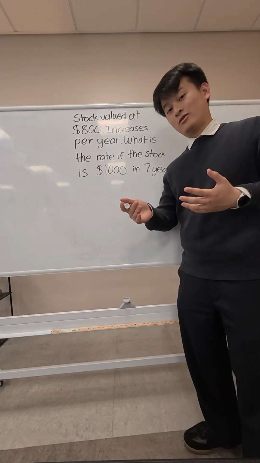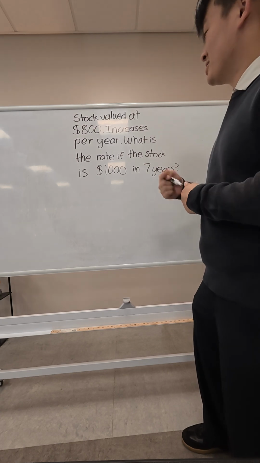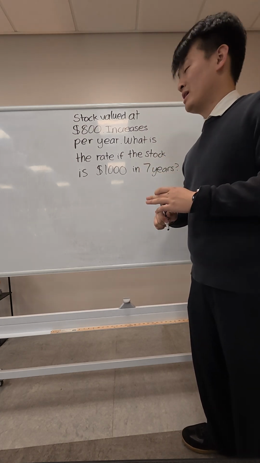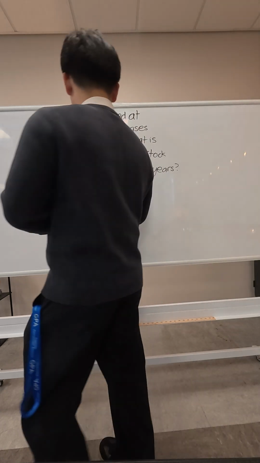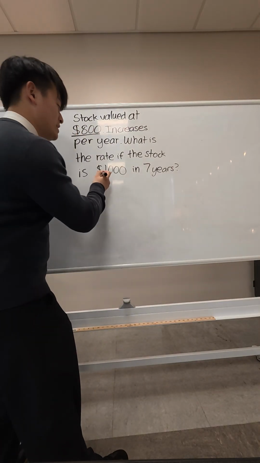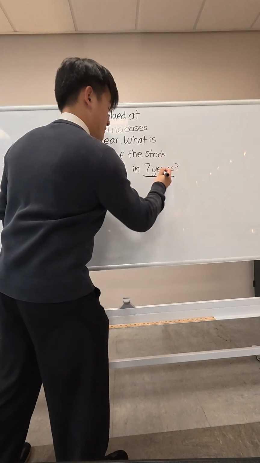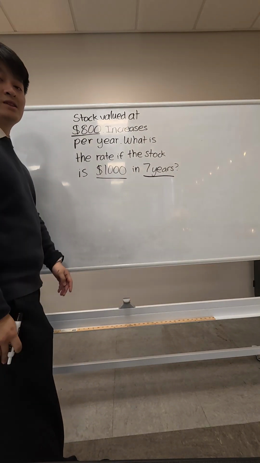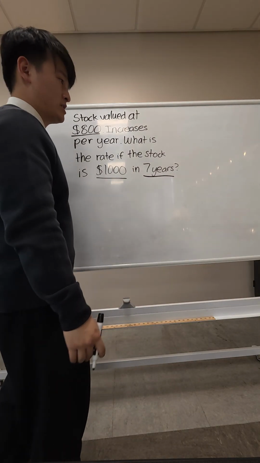So clearly it's increasing. And so one of the things that I want to do is figure out the percentage. Clearly I need to highlight some words. 800 is the first one because that's the starting amount. And it grows to 1,000 in 7 years. What am I going to do with that? And especially what equation am I going to use?